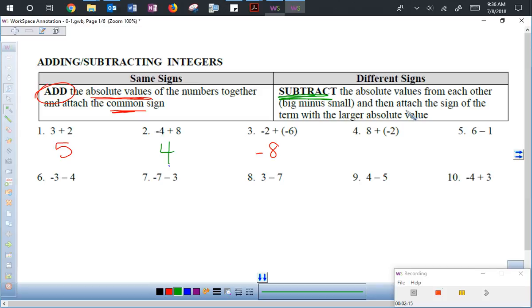And then we're going to attach the sign of the term with the larger absolute value. So if I look at just the numbers 8 and 4, 8 was bigger and 8 is positive. So my result will be positive.